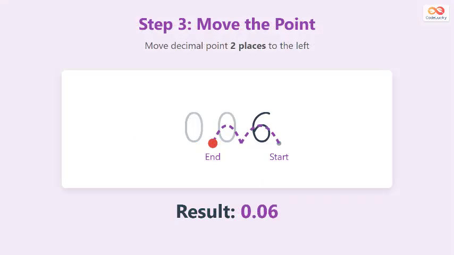Finally, Step 3. We take our whole number answer, which was 6, and we need to move the decimal point 2 places to the left. Since 6 is a whole number, the point starts on its right. We move it once, past the 6, and then again. To do this, we need to add a 0 placeholder. So the final answer becomes 0.06.